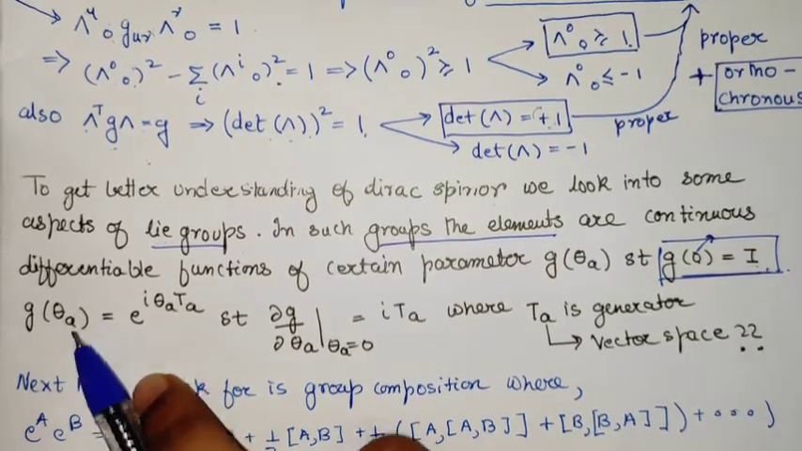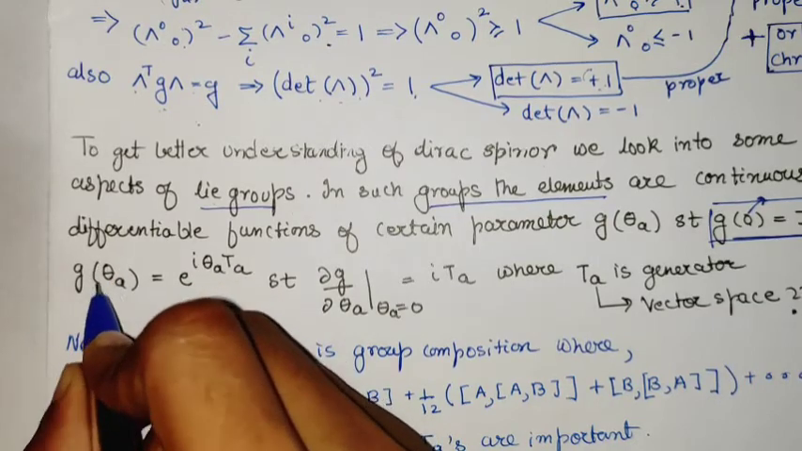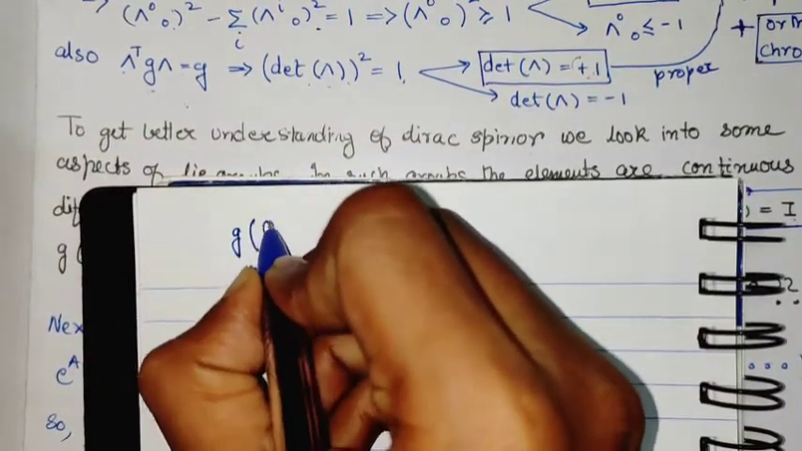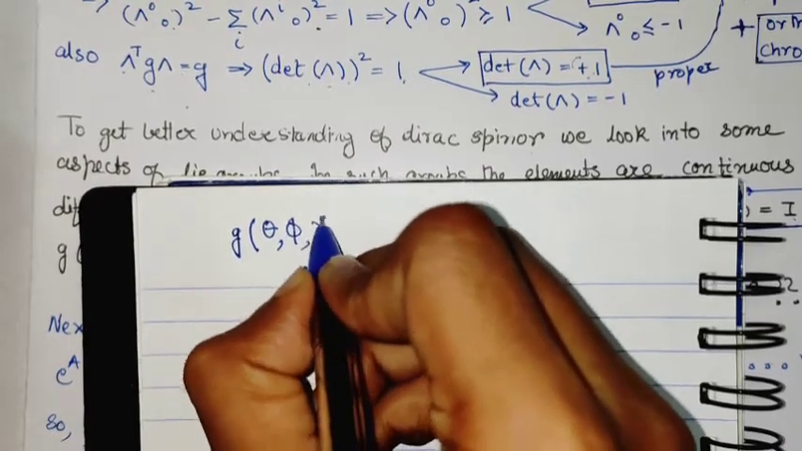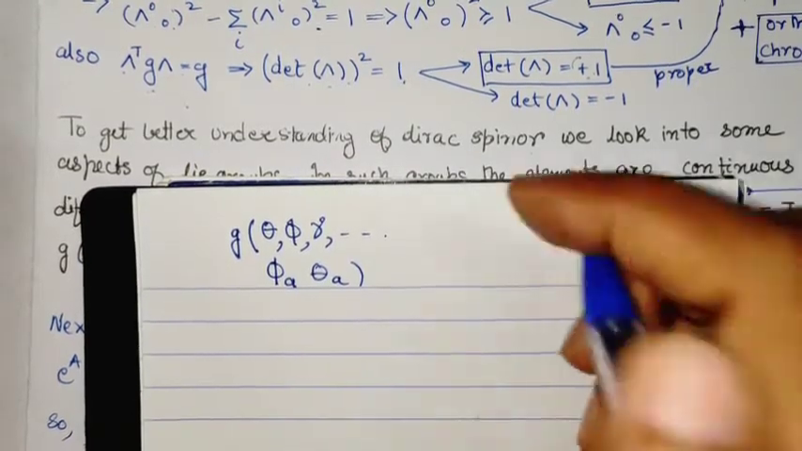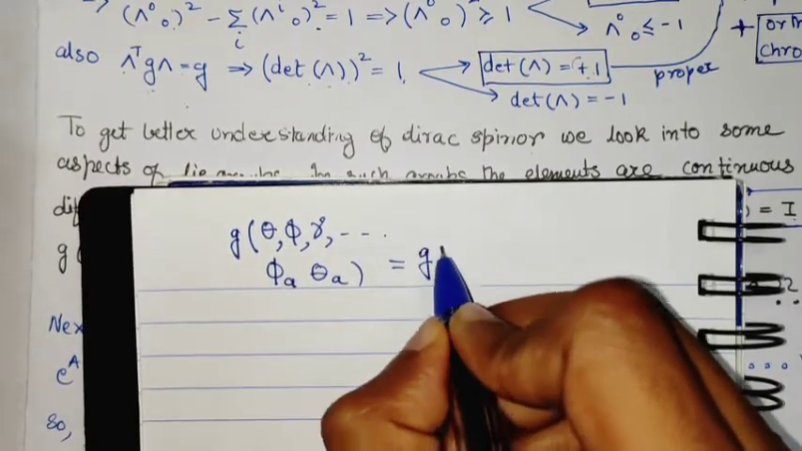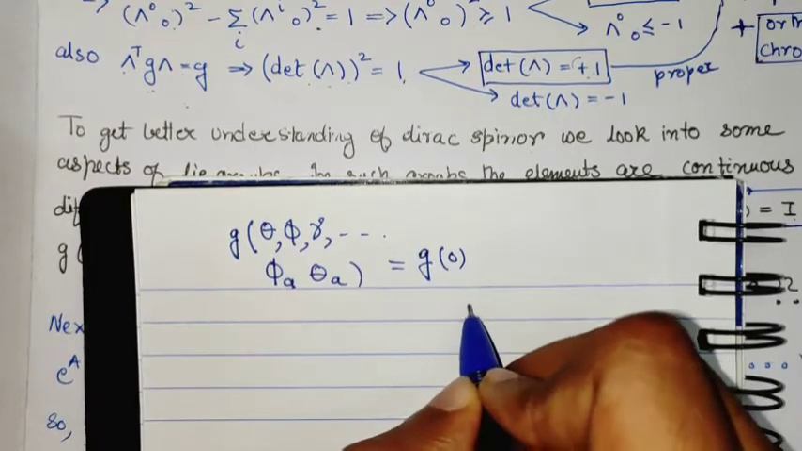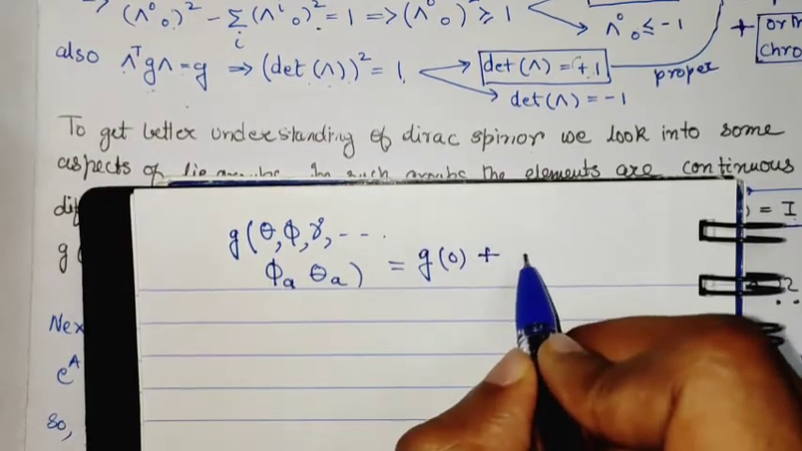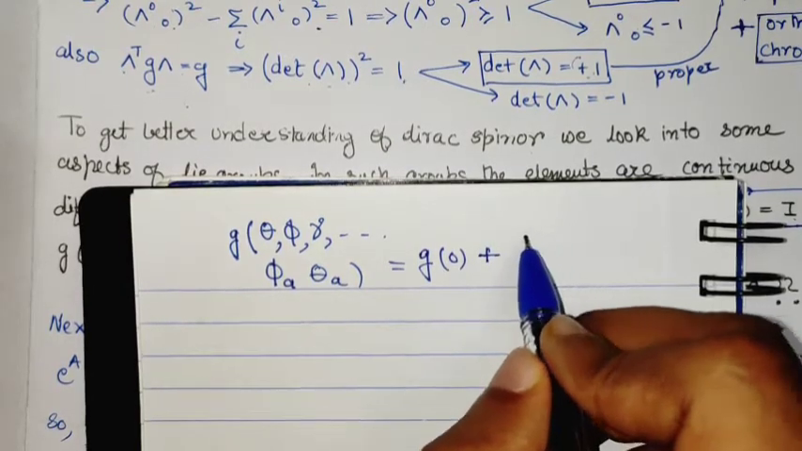Once we do that, suppose you have a group element that has various parameters, like theta, phi, gamma, that I am collectively calling theta A. This can be written as G at 0, that means all parameters set to 0, plus, now you Taylor expand it, so there will be the derivative of G evaluated at 0 times these coefficients.